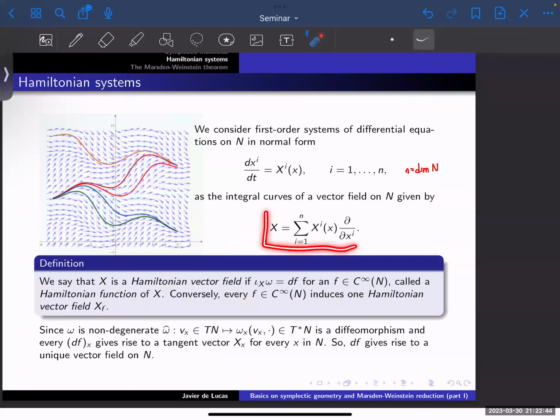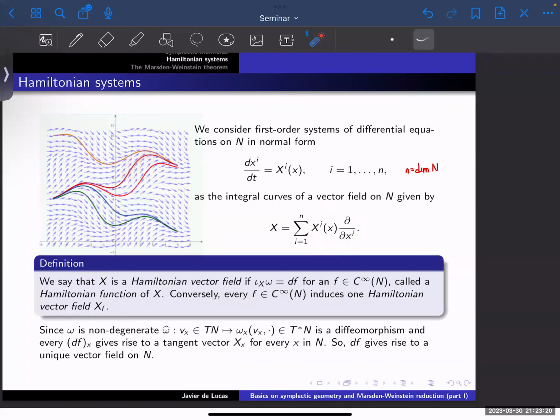And once you have a vector field like this, you can associate with it this system of differential equations. And geometrically, if you don't know, I tell you now, the solutions of these differential equations are called the integral curves of X. And which are these integral curves? They are curves on the space in such a way that at each point, this vector field is tangent to the curve.